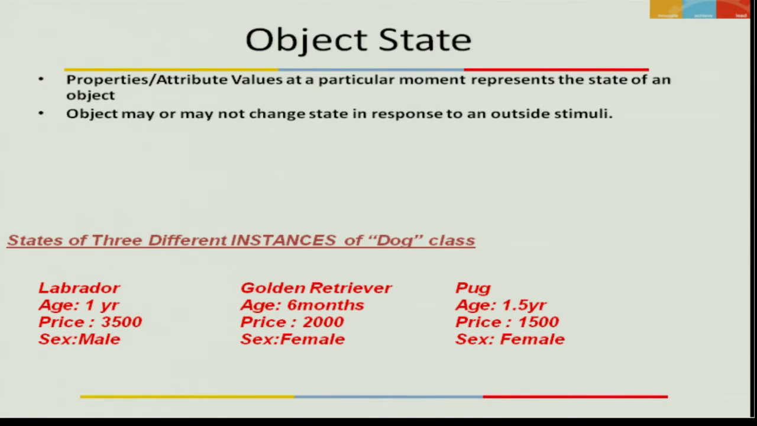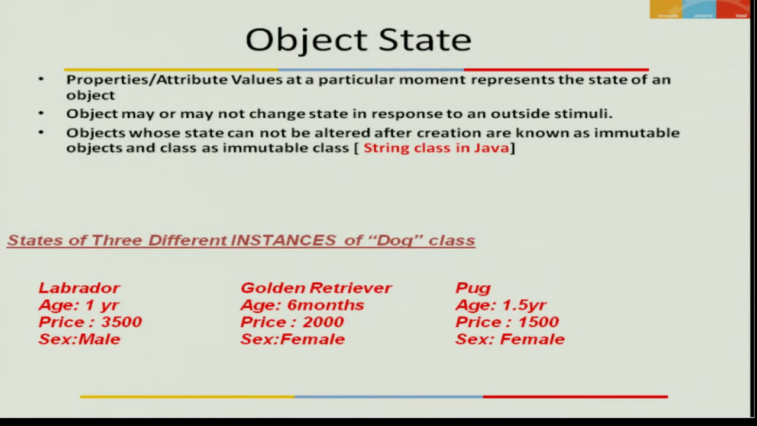Object may or may not change the state in response to an outside stimulus, and that outside stimulus is essentially a method call. And objects whose state cannot be altered after creation are called immutable objects. And the corresponding class is called an immutable class. For example, the String class in Java is an immutable class. What that means is that when you create a string object from the String class, then after creation, its state cannot be changed. Its attribute values cannot be altered.